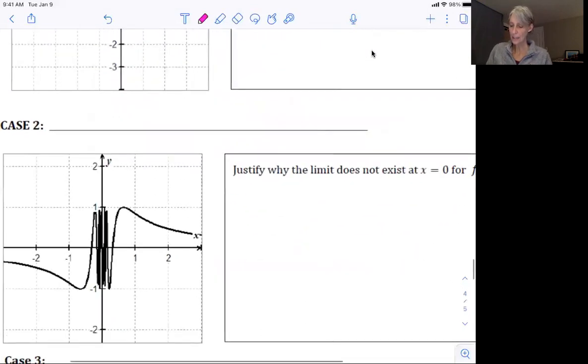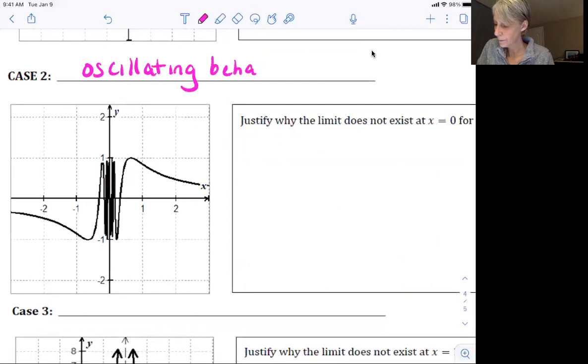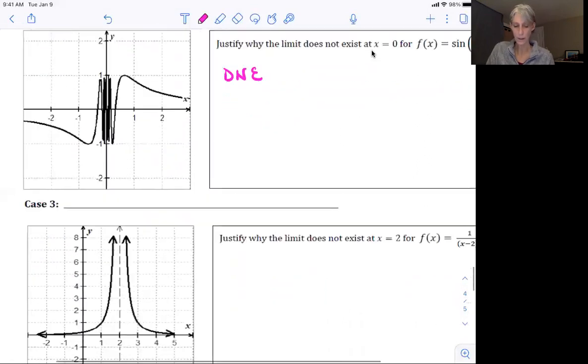In the next case, when you see something like this graph, how it's going up and down like that, that's an oscillating behavior. It is another example where the limit does not exist. That means our graph is bouncing back and forth. It's not a smooth curve like a sine function. It's going up and down really quickly. That's going to be an example where a limit does not exist.